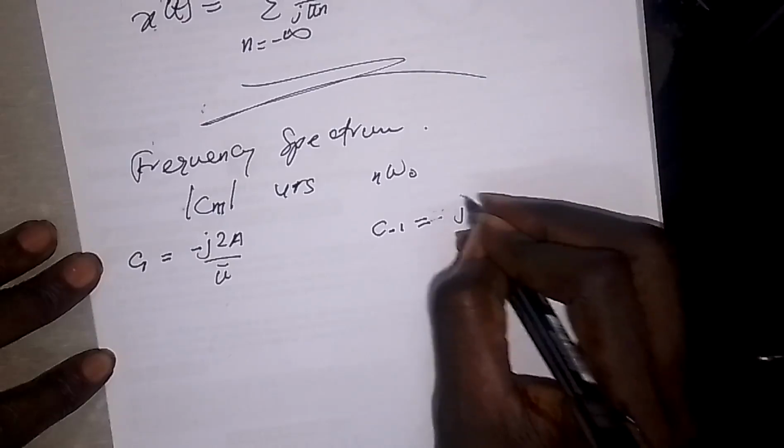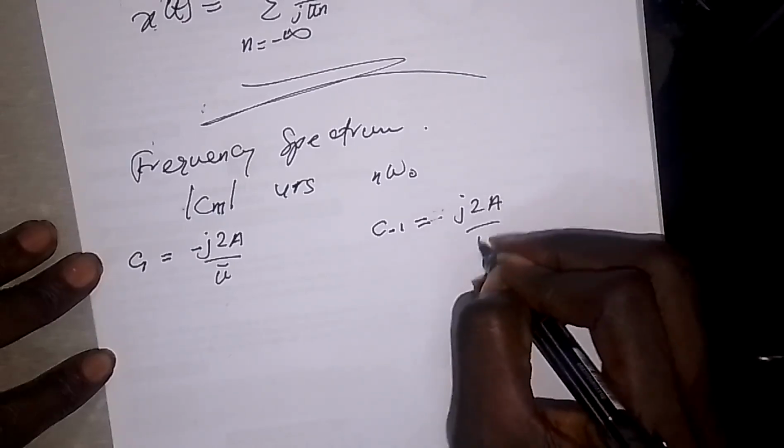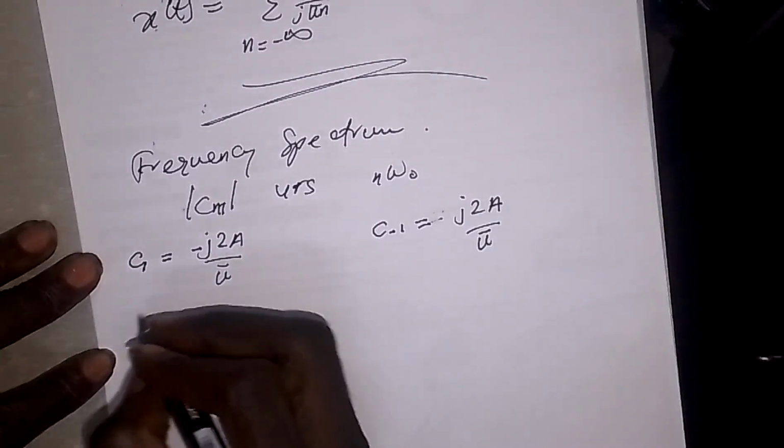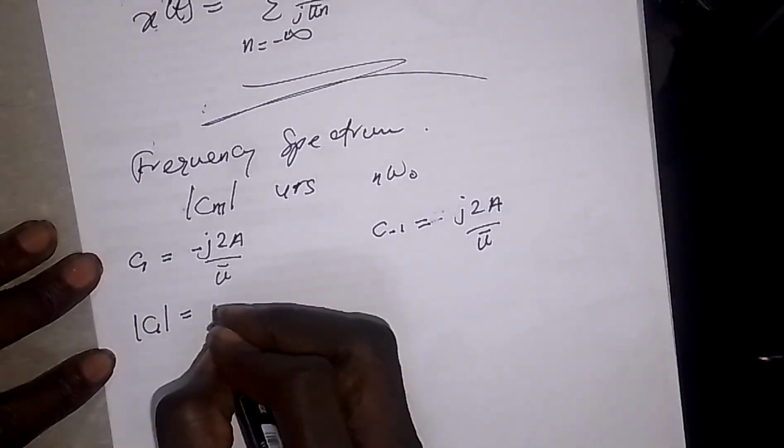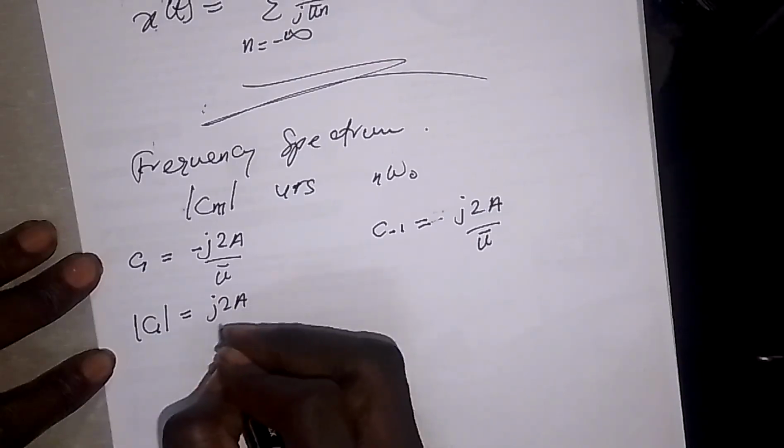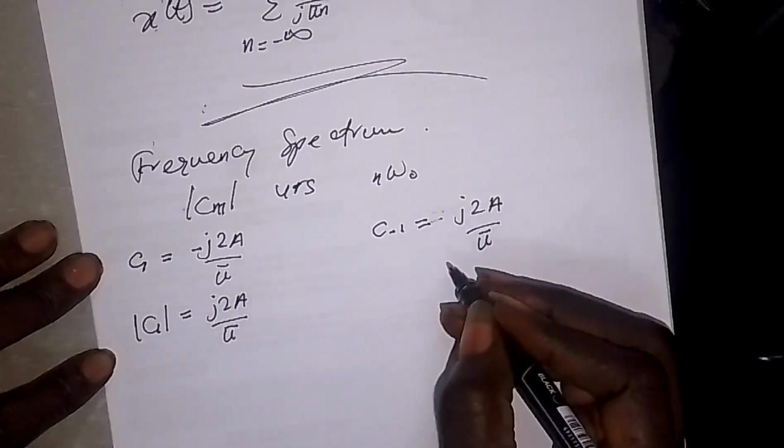Positive j, because negative will now become positive, over pi. Now let me take the modulus of this. If I take the modulus, then I have C1, which becomes positive. If I take the modulus, it is over pi.